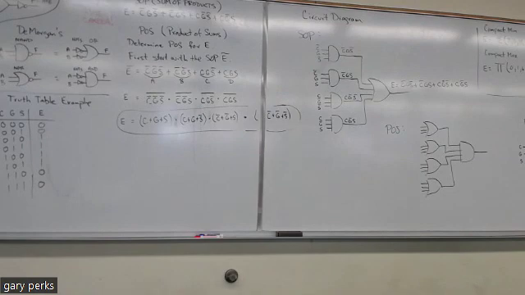So for that first problem where it says also write the POS form, that's POS for F. Since you want POS for F, what are you going to start with? SOP for not F.